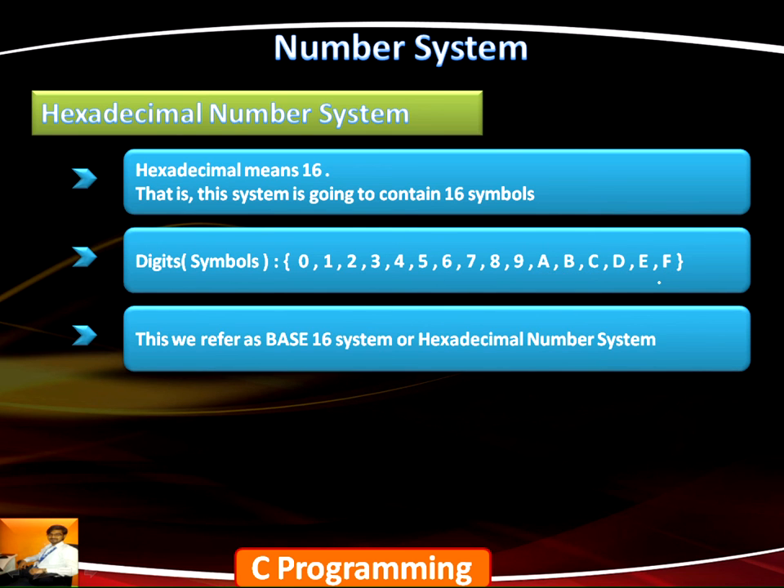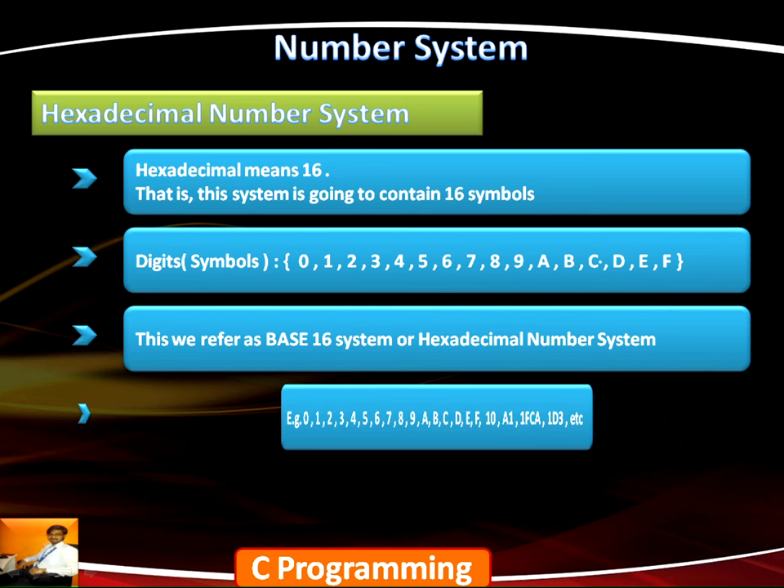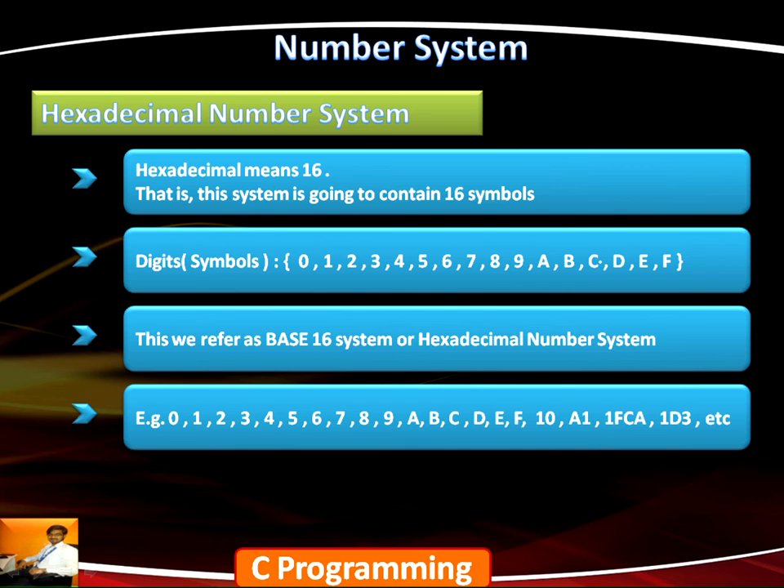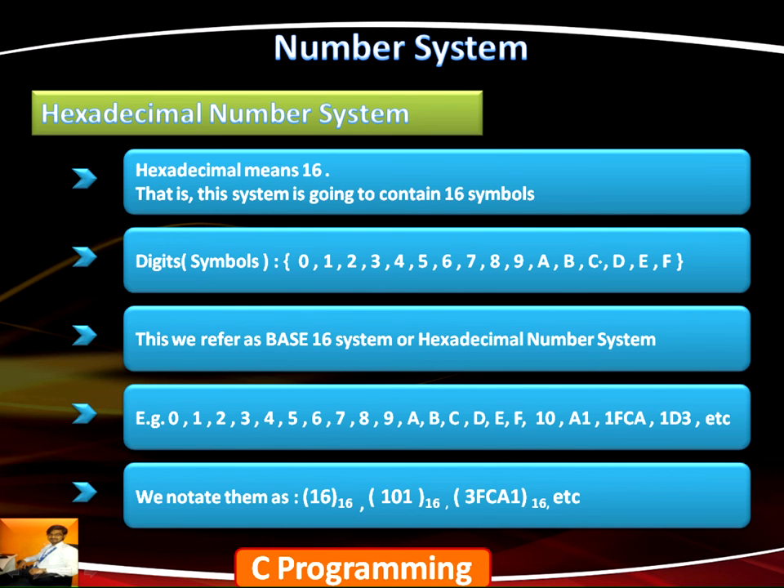So 0 to F. We call it a base 16 system or a hexadecimal number system. A few of the examples in this system are going to be in this manner. A combination of alphabets and numbers, or only numbers, or completely alphabets. But the alphabets should be only from A to F. So the notation could be like, within parentheses we write the digit or the number subscripted with 16. So this is how we are going to represent the different numbers. Let me give you a few examples.